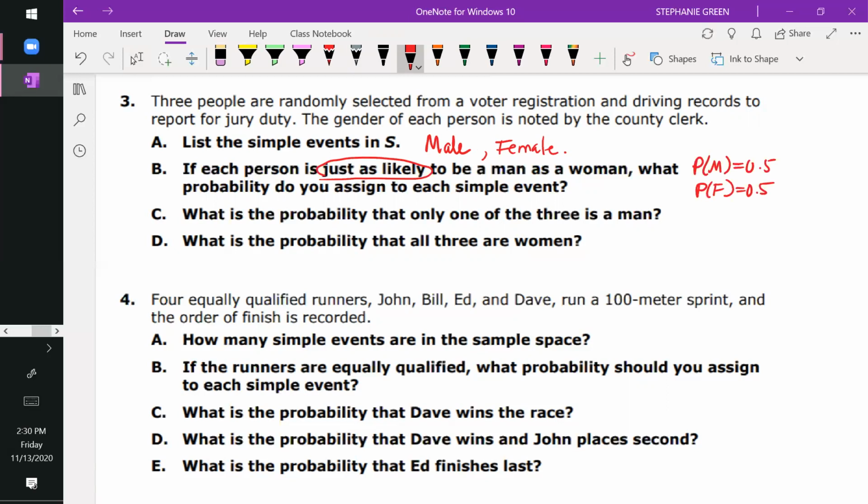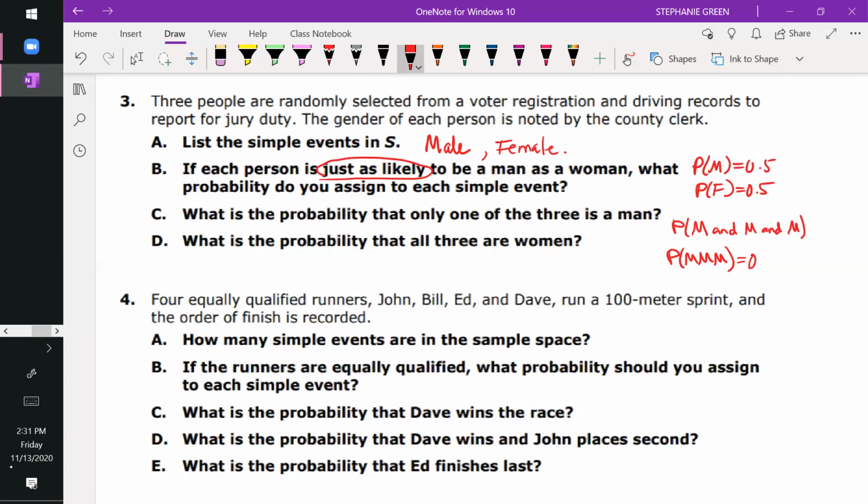C, what is the probability that only one of the 3 is a man? So we're randomly selecting 3 people here. So we want to know what is the probability that we get a man, and you get a man a second time, and you get a man a third time, MMM. Well, the probability that we select a man the first time isn't really going to affect the probability that we get a man the second time, because there's probably so many men in this state here, it's not really going to affect the probability if we take one out. So to get this combined probability, we're going to treat these like independent events and just multiply them.